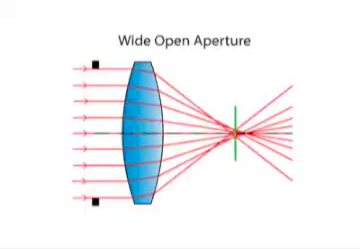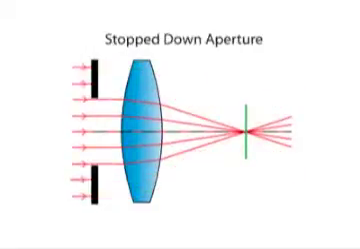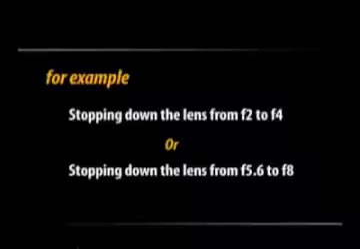Spherical aberration is most pronounced when the diaphragm of the lens is wide open, that is, fully open. It can be reduced by stopping down the lens. Stopping down the lens even by a single stop can dramatically reduce spherical aberration.